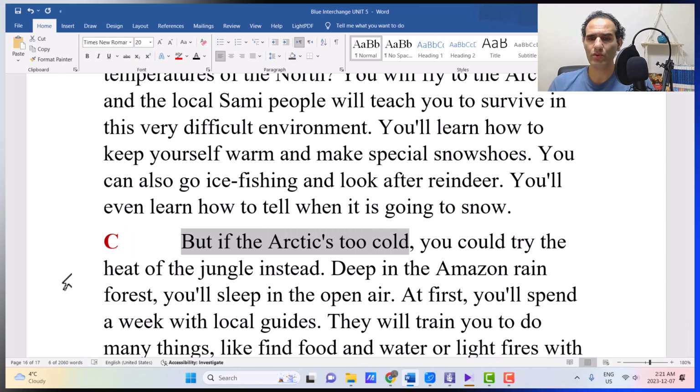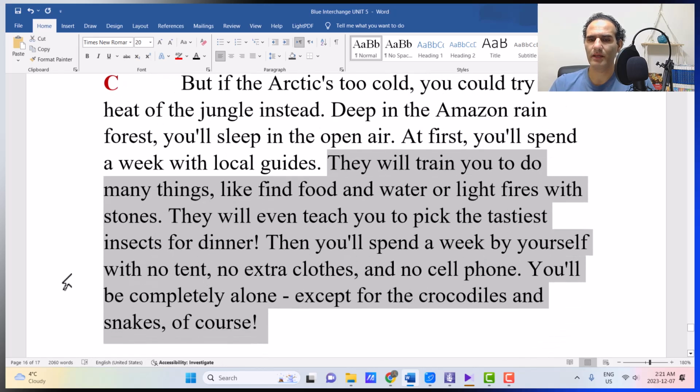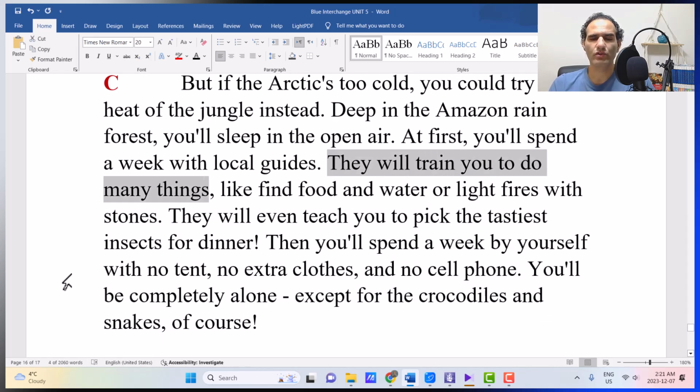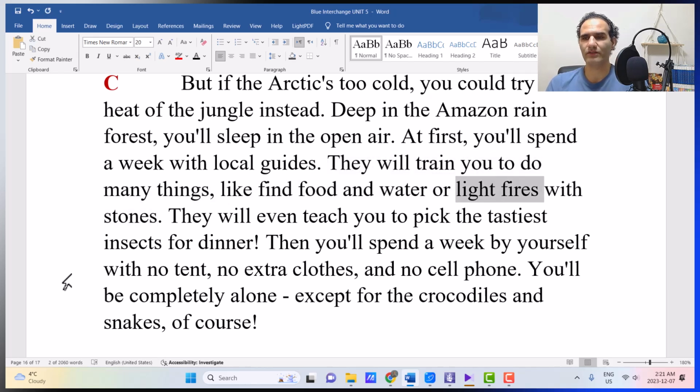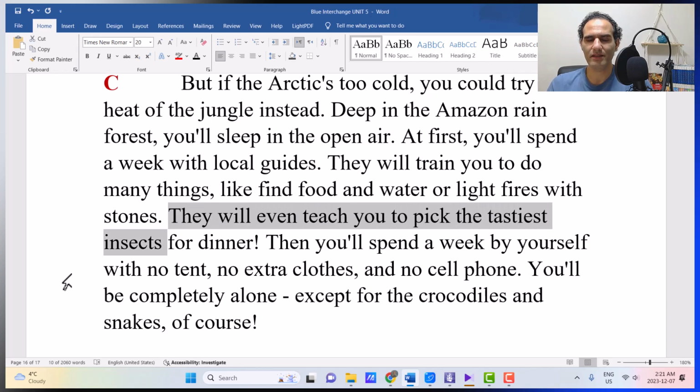But if the Arctic's too cold, you could try the heat of the jungle instead. Heat, noun and verb. Here it is a noun. Hot, adjective, heat, noun. Deep in the Amazon rainforest, you will sleep in the open air. Dangerous. At first, you will spend a week with local guides. They will train you or teach you to do many things, like find food and water, or light fires with stones. Light as a verb. Light fire. Make fire. They will even teach you to pick the tastiest insect for dinner.